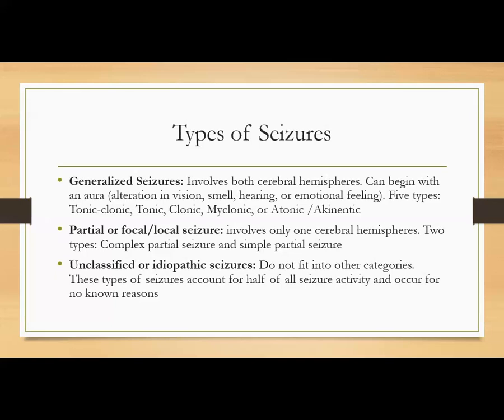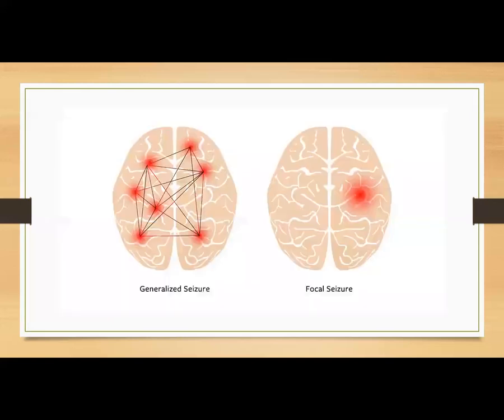Your partial or focal local seizures involve only one cerebral hemisphere, and there's 2 types: complex partial seizures and simple partial seizures. Unclassified or idiopathic seizures do not fit in the other 2 categories, and these types of seizures can account for about half of all seizure activity and can occur for no known reason. I like this picture because it gives you a view of the generalized seizure versus the focal seizure. On the generalized seizure, it's both sides of the cerebrum, while focal is in one section. And it makes sense when we see the symptoms that occur with it.